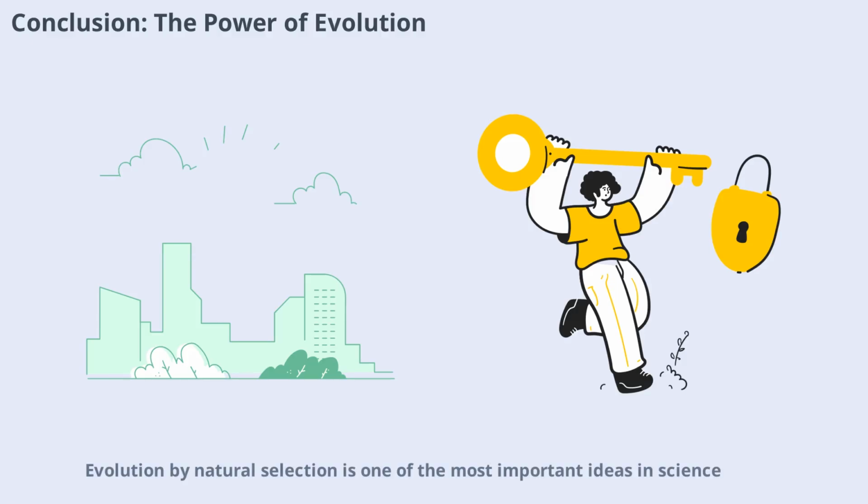Evolution by natural selection is one of the most important ideas in science. It connects all living things and explains how life adapts and thrives. By appreciating the power of evolution, we gain a deeper understanding of the world and our place within it.